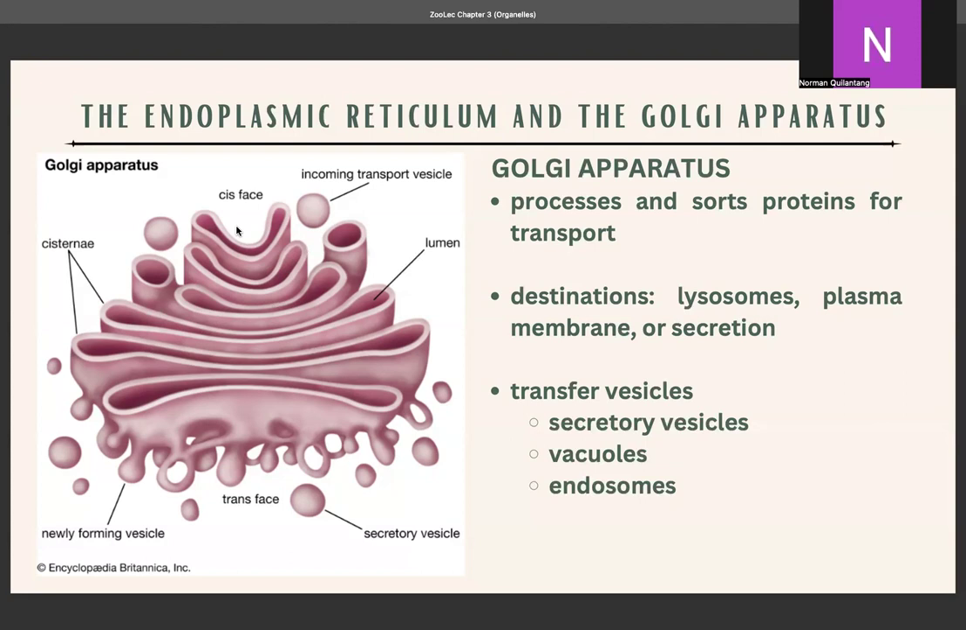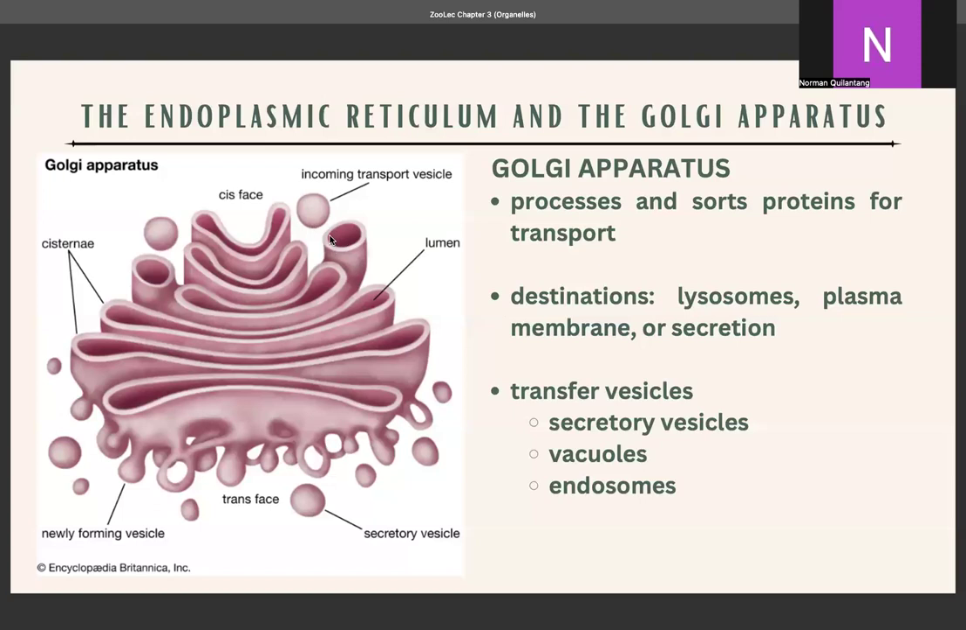they can be excreted out of the cell. So that's the main purpose of the Golgi apparatus. It's where proteins are processed and sorted for transport. For example, if the protein product is something that is excreted or secreted by a cell, after it gets processed here in the Golgi apparatus, it's transported towards the plasma membrane in the form of vesicles.